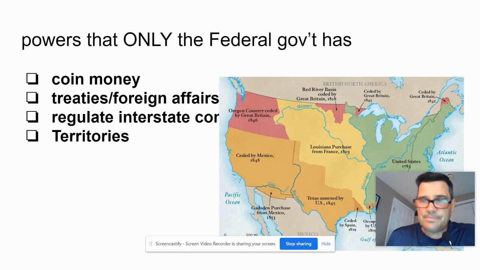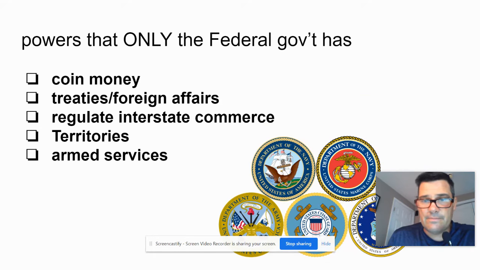Territories. We don't really have many anymore. There are some islands in the Pacific like Guam, or other places like the Virgin Islands. But territories are regulated only by the federal government. Armed services: Air Force, Army, Marine Corps, Navy, Coast Guard. Armed services, only national government.